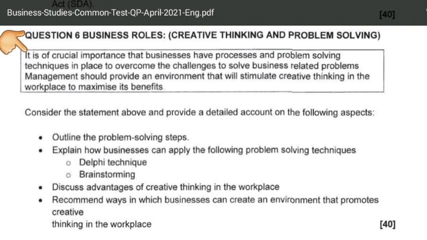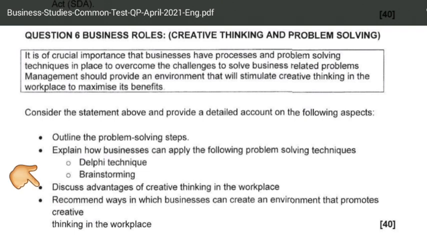It says it's of crucial importance that businesses have processes and problem solving techniques in place to overcome challenges and to solve business related problems. Management should provide an environment that will stimulate creative thinking in the workplace to maximize benefits. Consider the statement above and provide a detailed account of the following, meaning write an essay on: first, outline the problem solving steps. Number 2, explain how businesses can apply the following problem solving techniques, that's the Delphi technique and brainstorming.